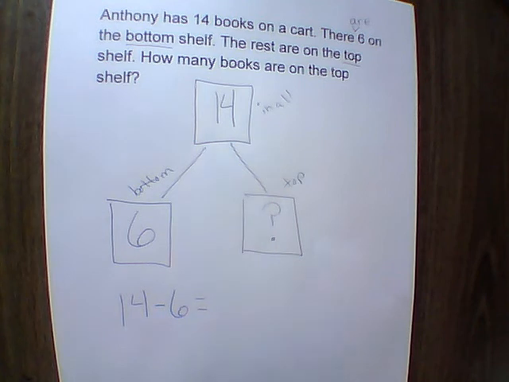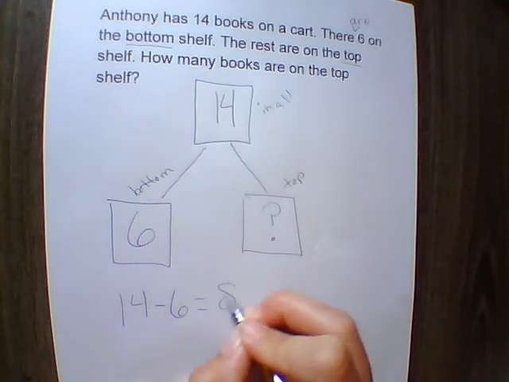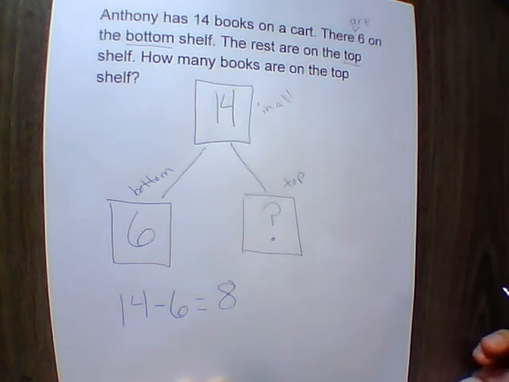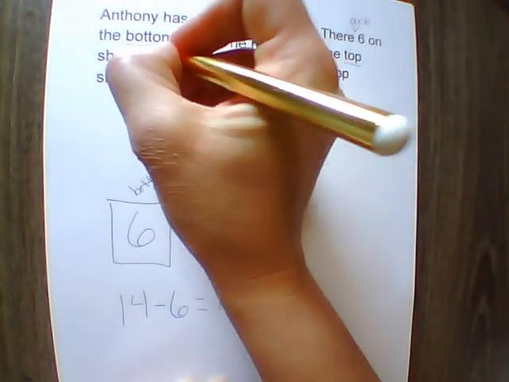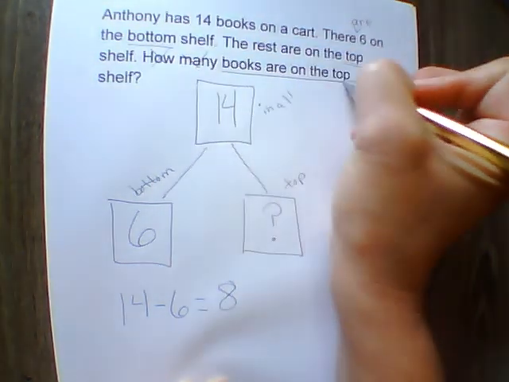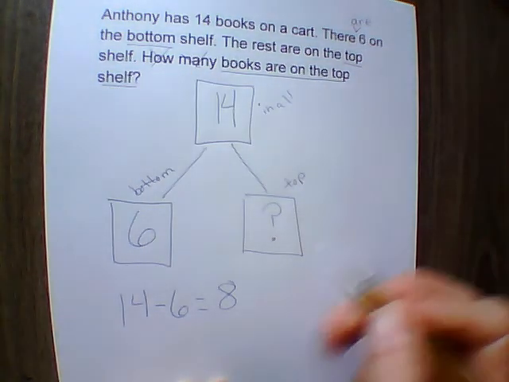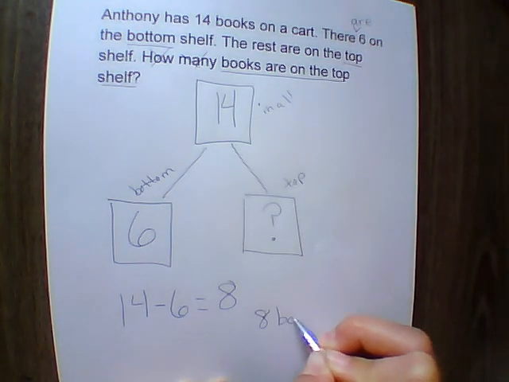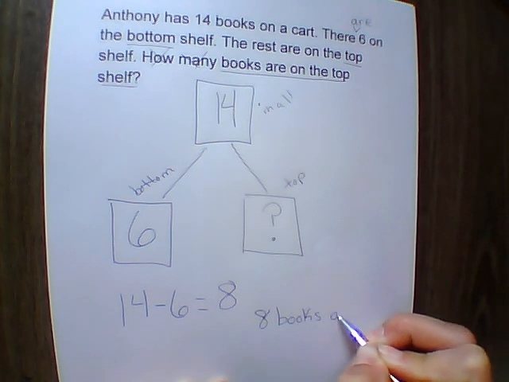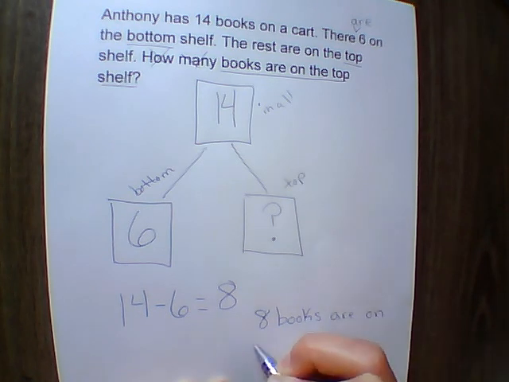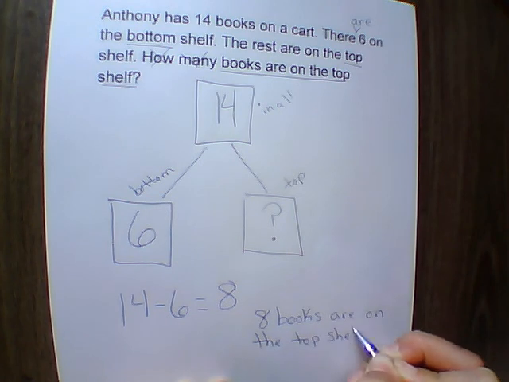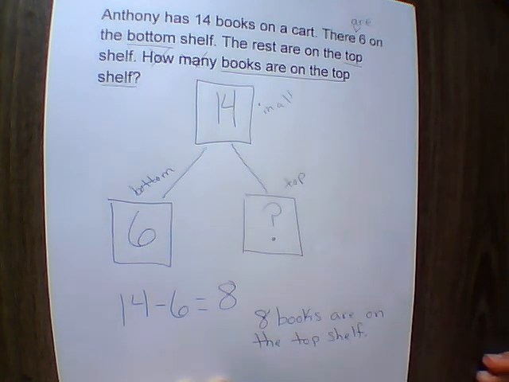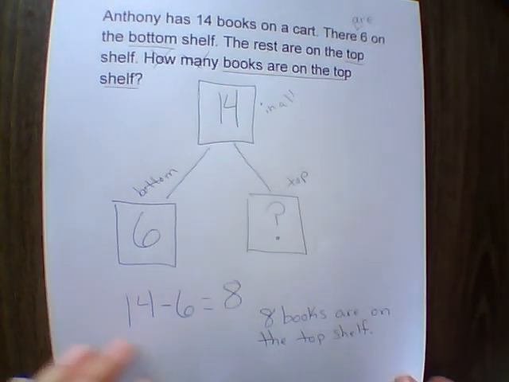All right, so 14 minus 6 equals 8, but that is not our answer. We have to go back and look at that question. So we're going to take that "how many" out, and we're going to really just copy the rest of it. So 8 books are on the top shelf. All right, let's move on to our next problem.